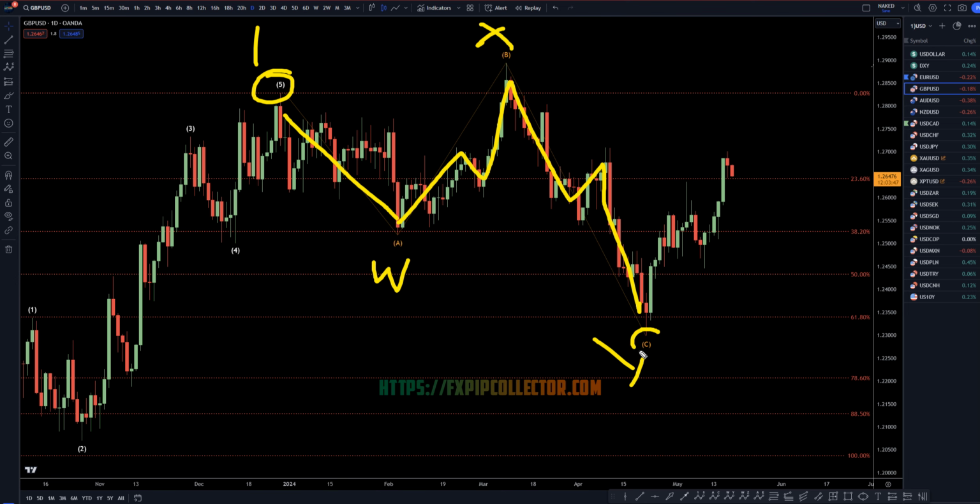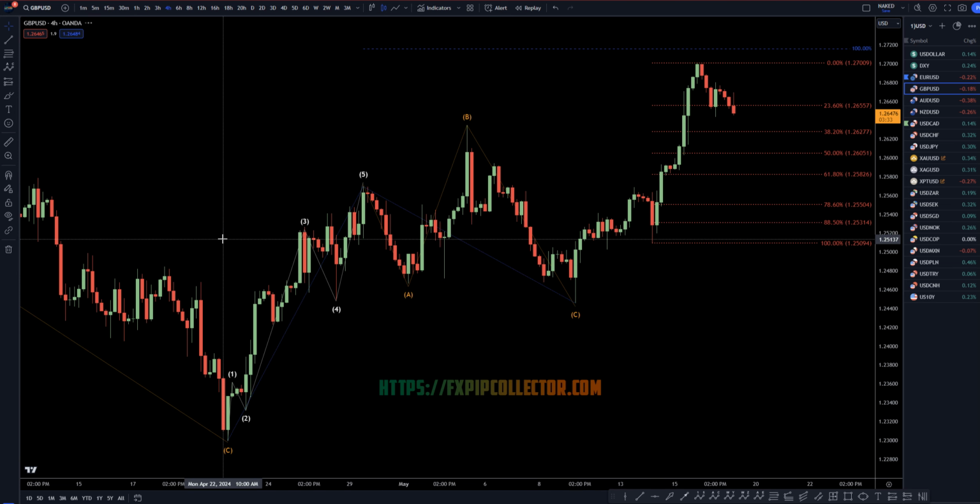Either way, I think it's the end of a correction, 61% Fibonacci. I do think we are probably due for a pretty decent pullback, but I do think on these higher time frames that will make higher lows, higher highs, higher lows, and just keep on trending up. So heading down to the 4-hour time frame.